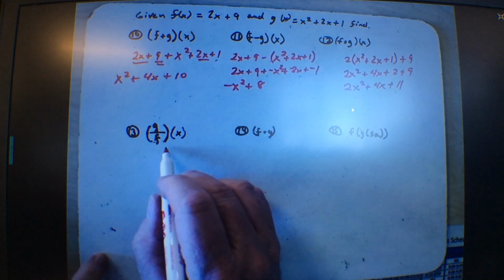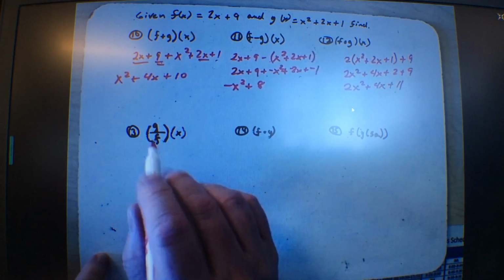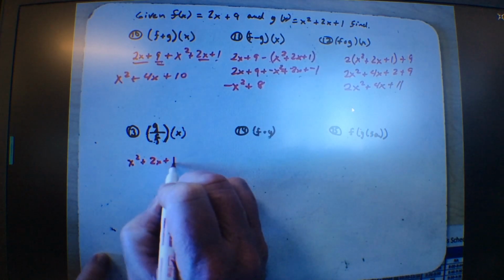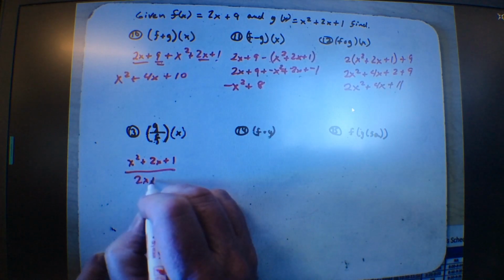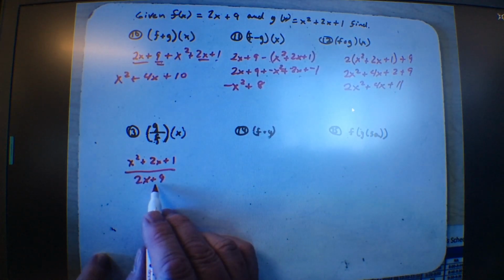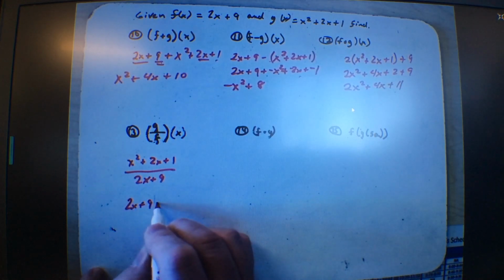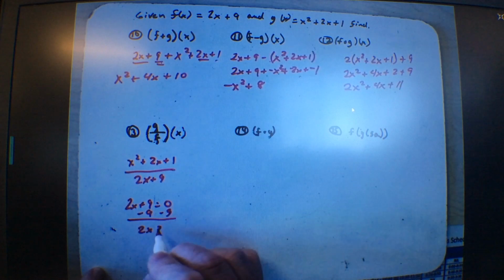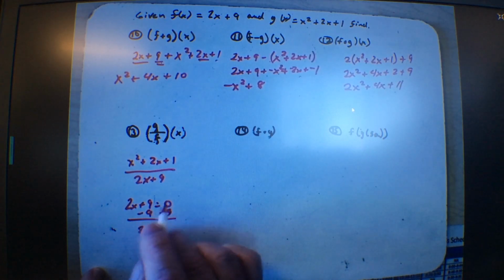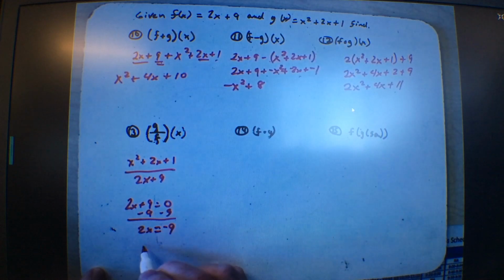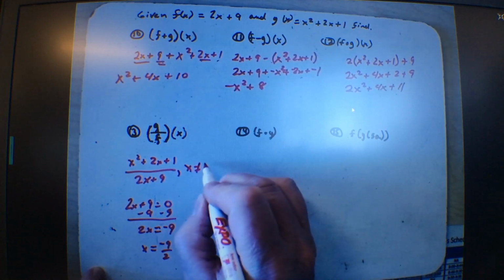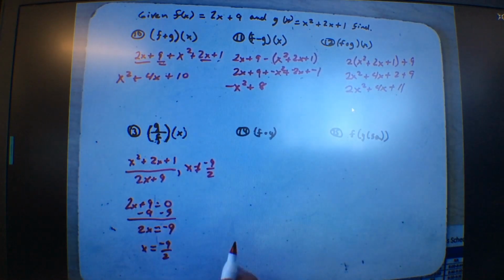Okay? This is one of the harder ones because it has restrictions. So if I put g, which is x squared plus 2x plus 1, over f, I must have a restriction here because I have a denominator. You understand that? So I go 2x plus 9 is equal to 0. Subtract 9 from both sides. I get 2x equals negative 9. And then x equals negative 9 halves. So my restriction is x cannot equal negative 9 halves. Do you understand that?